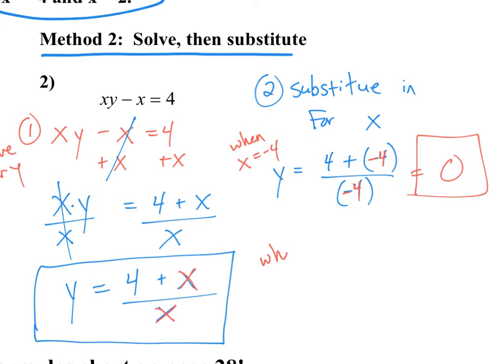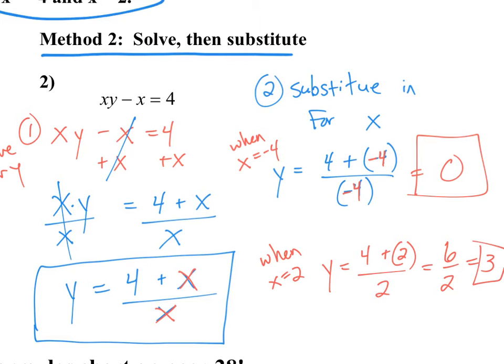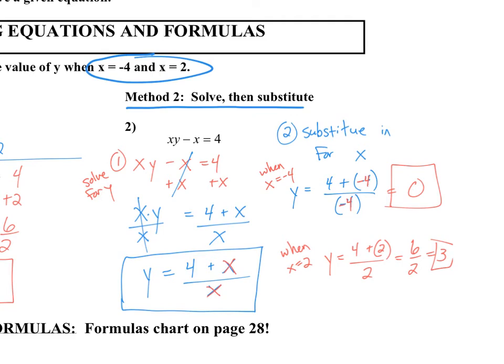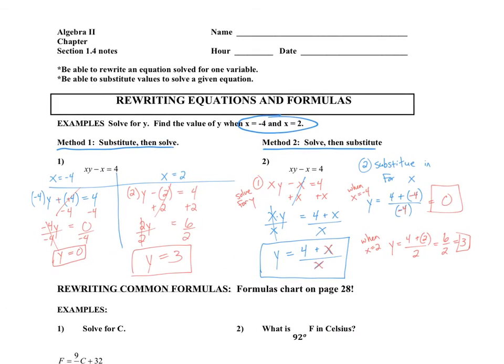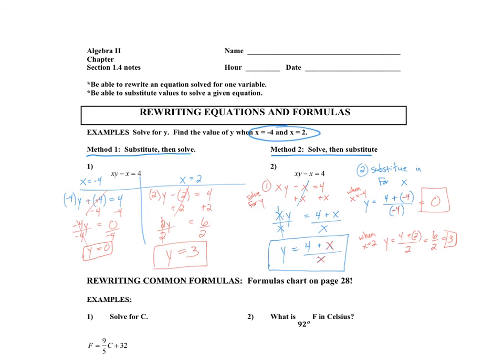Now we want to do this when x equals 2. So we'd have y equals 4 plus 2 divided by 2. 4 plus 2 is 6. 6 divided by 2 is 3. So if you look back, both methods gave us 0 and 3.